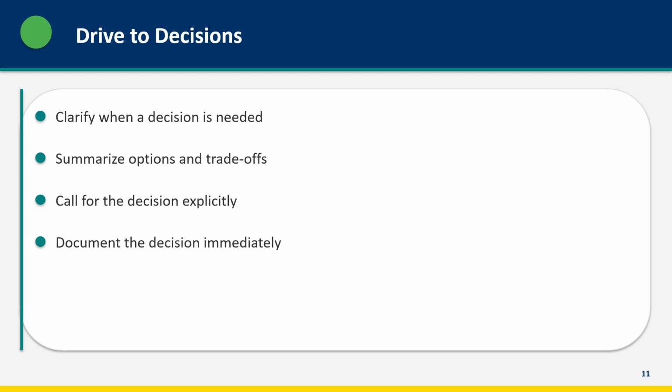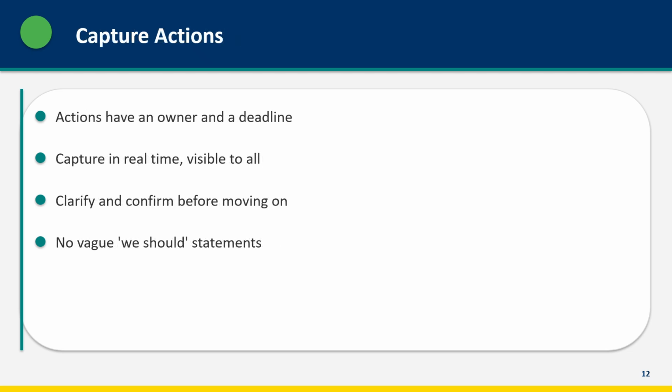Decisions made but not recorded often get revisited unnecessarily. Every action must have an owner and a deadline. Actions without owners don't get done. Actions without deadlines drift indefinitely. Capture actions in real time, visible to all attendees. Share your screen showing the action list.